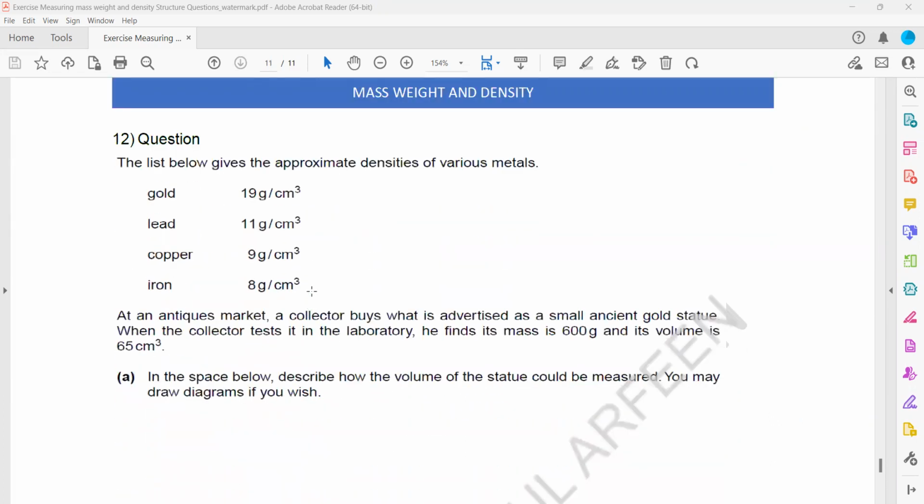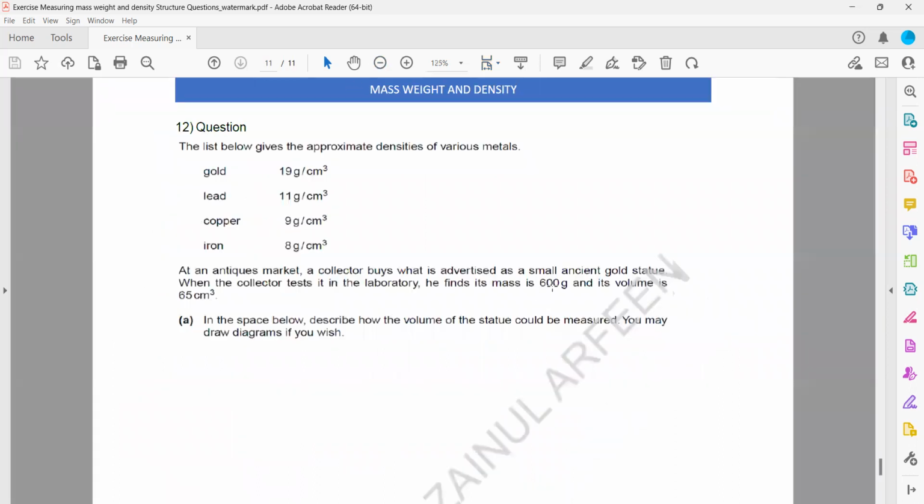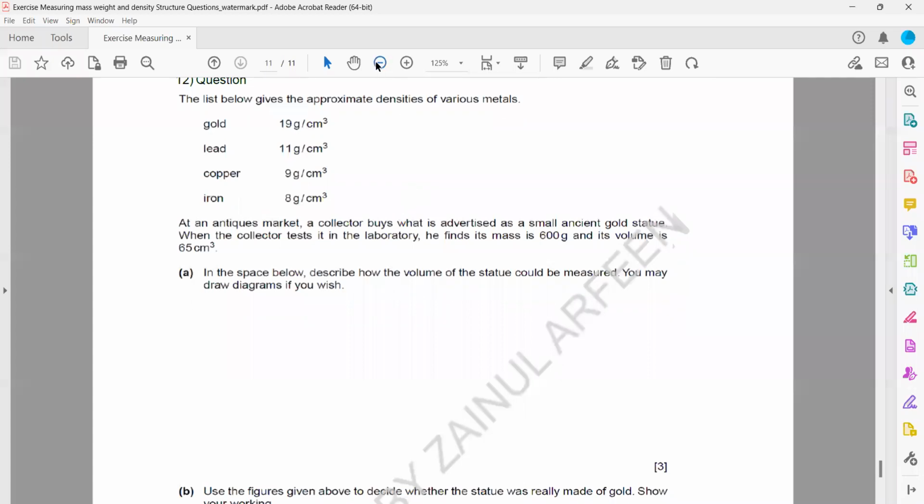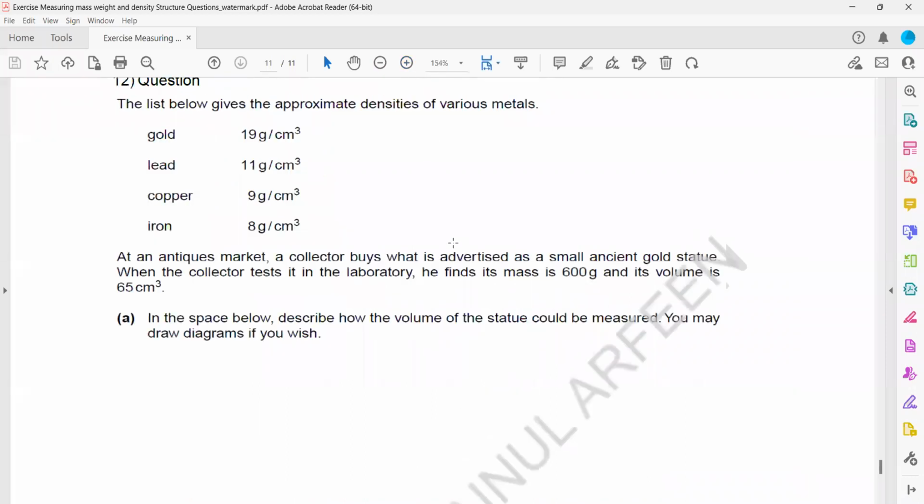Then the list below gives the approximate density of various metals. At an antique market, a collector buys what is advertised as a small ancient gold statue. When the collector tests it in the lab, he finds that the mass is 600 and the volume is 65. In the space below, how can the volume of the statue be measured? So how can we measure the volume of the statue?